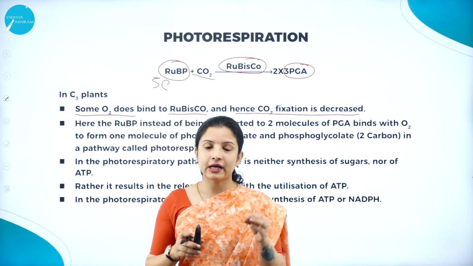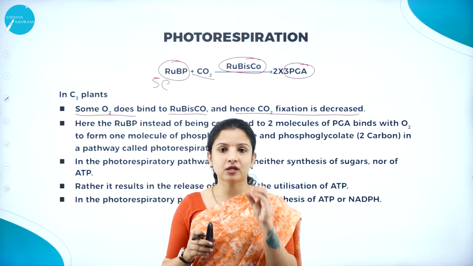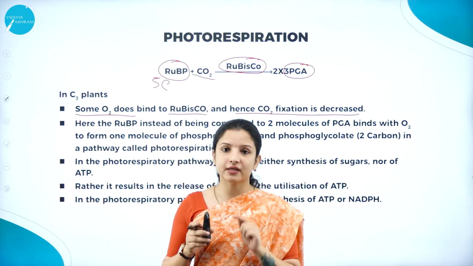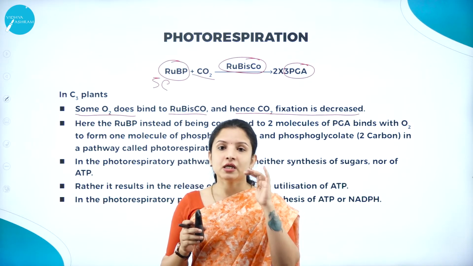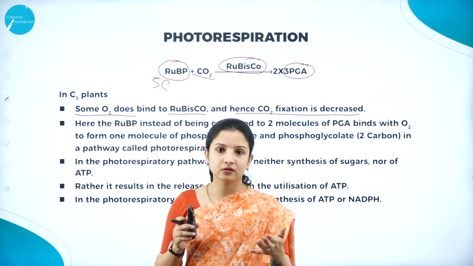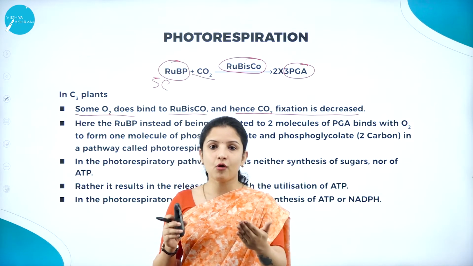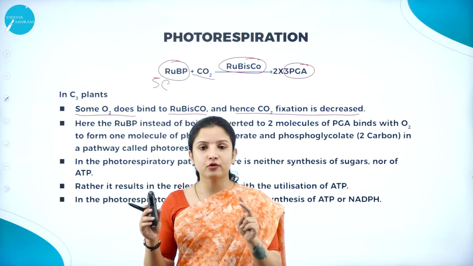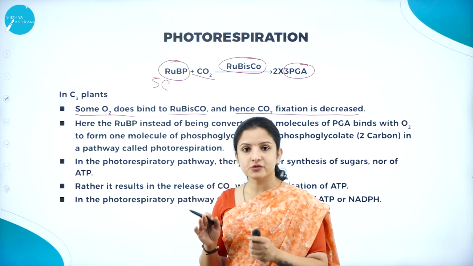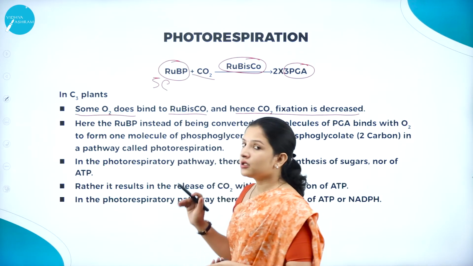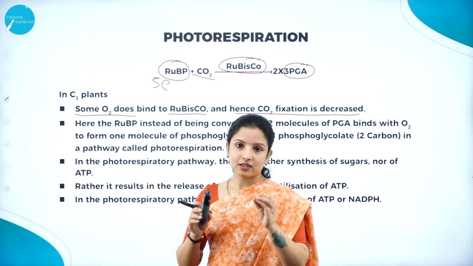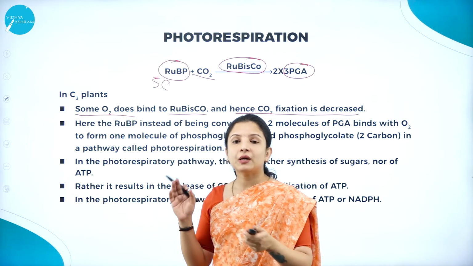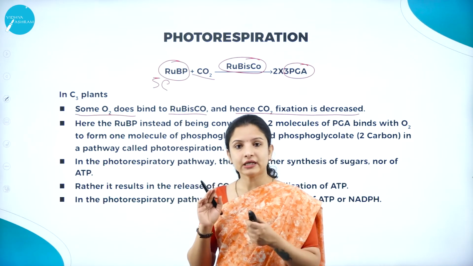We all know that carbon dioxide fixation, or carboxylation, is very, very important, because it is the first step in the Calvin cycle, wherein it converts the 5-carbon compound into a 6-carbon compound, and that 6-carbon compound will be split into 2 molecules of a 3-carbon compound. So much process should occur. But because the oxygen will enter into the plant cell and bind to the Rubisco enzyme, the carbon dioxide fixation will get hindered.